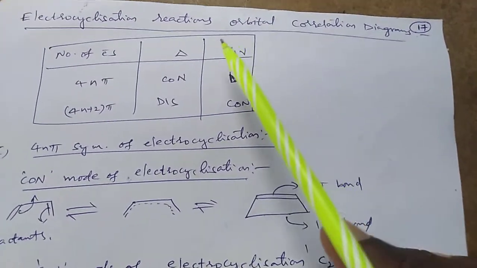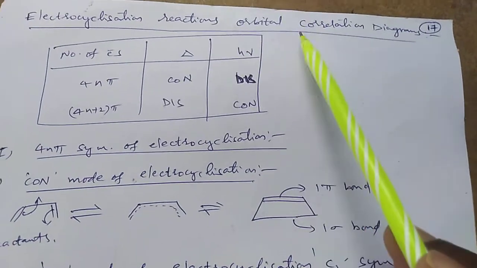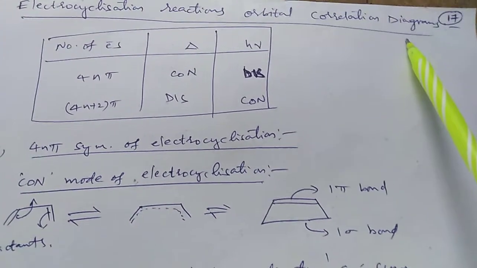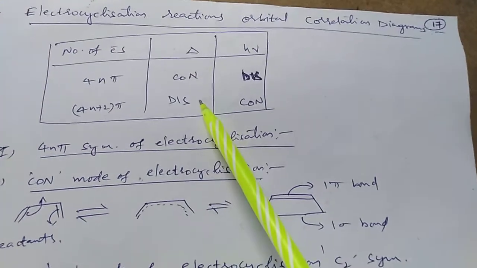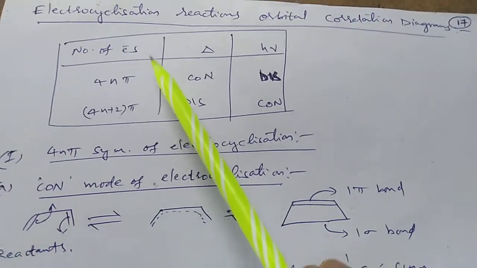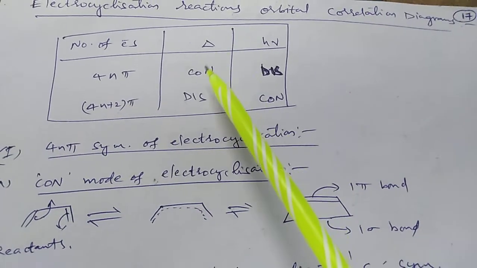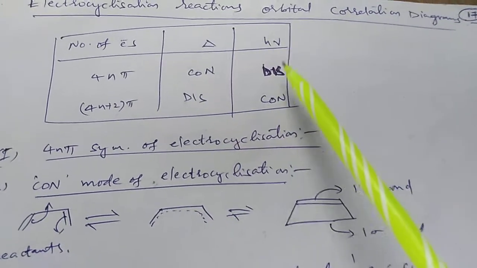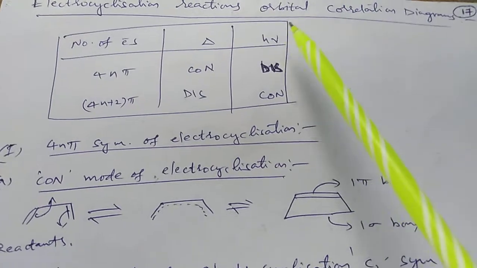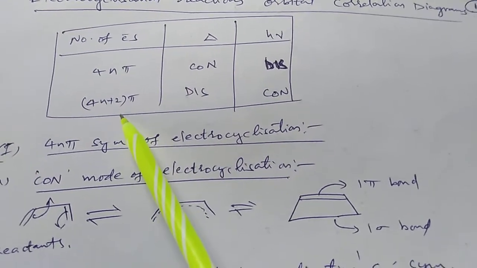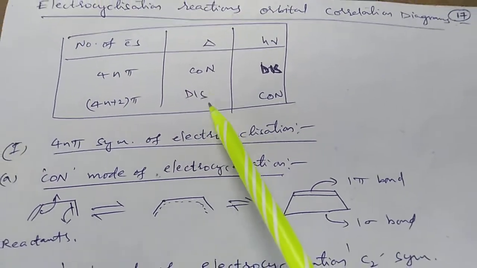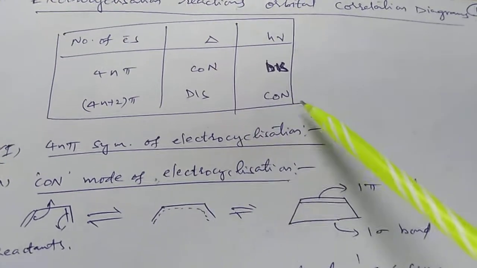Next is electrocyclization reactions, the orbital correlation diagram. In table form: if the molecule has a 4n electron system, conrotation is thermally allowed and disrotation is photochemically allowed. If it is a 4n plus 2 electron system, disrotation is thermally allowed and conrotation is photochemically allowed.